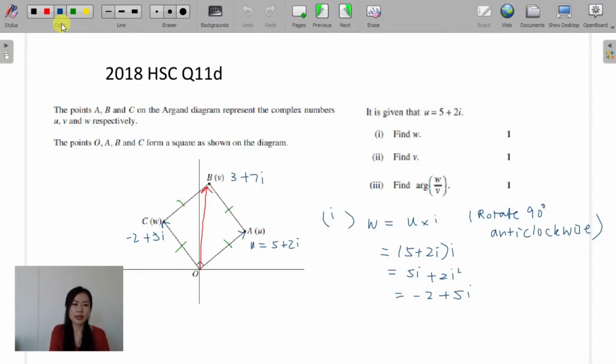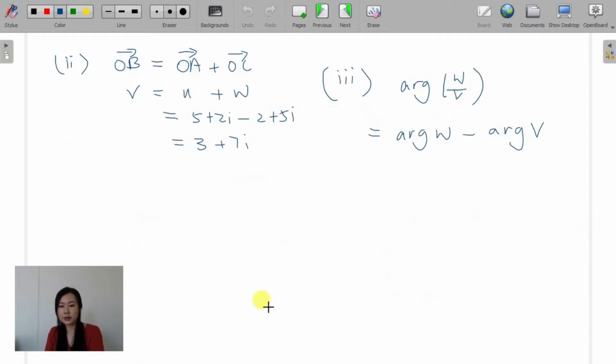Let's come back to the diagram. The argument of W is this angle here, right? And the argument of V is this angle here. So you don't need to be a genius to work out the difference between those angles. You can look at the diagram, right? So let's call that theta. That's the angle you're looking for. Does that make sense?